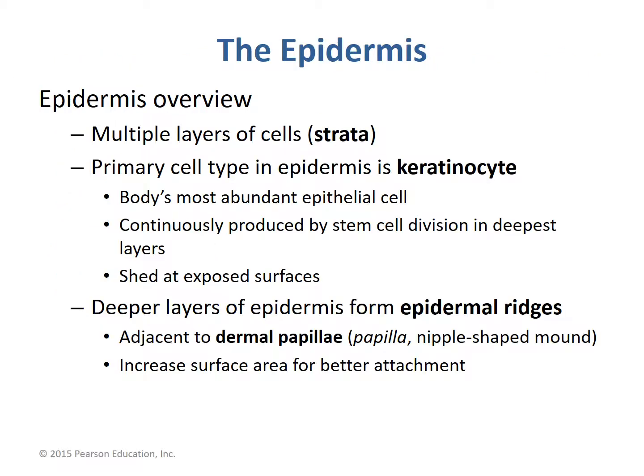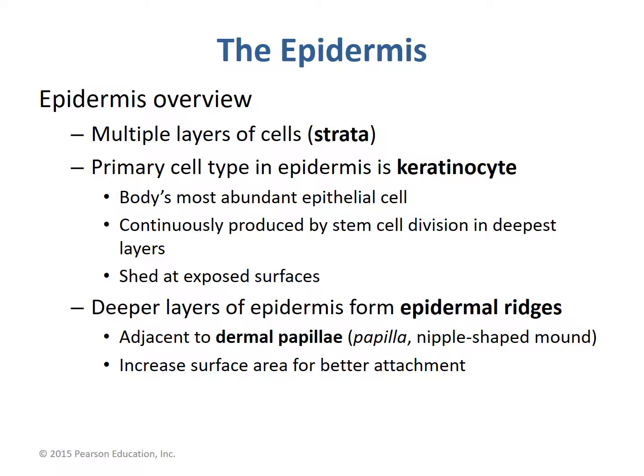We'll start looking at the cutaneous membrane and the different outer layers of skin. The outermost layer is called the epidermis. It is a multiple layer of cells. It's a stratified squamous epithelium that is keratinized. That means the primary cell type in the epidermis is a keratinocyte.